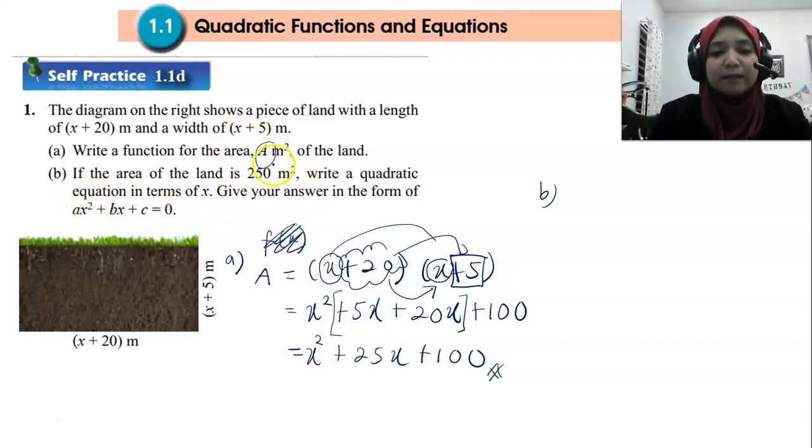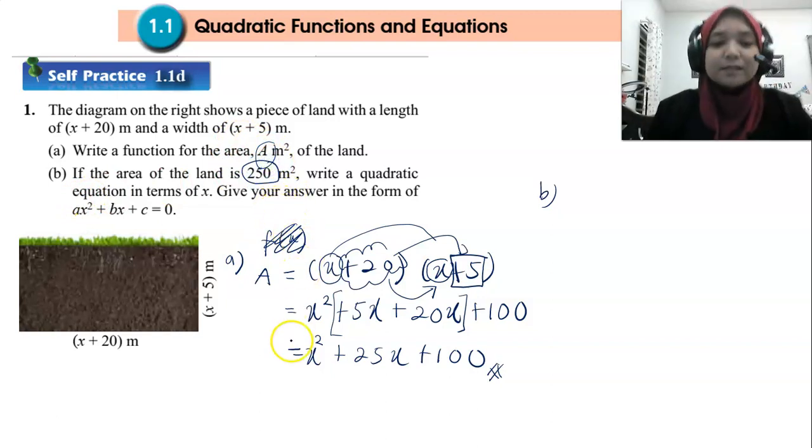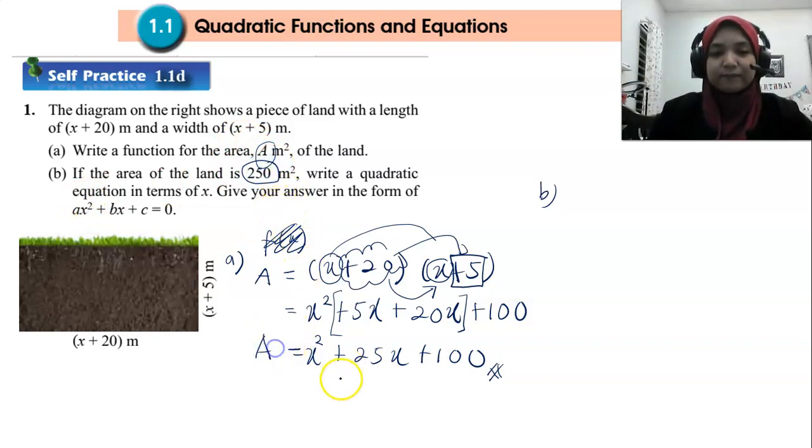Oh, yang ni dia bagi value 250. Sorry. So, awak ada A kat sini. A, you have the value of A. You ada unknown A. Now you are given the value of A. Area dia bagi dah kat awak. So, substitute je lah. 250.